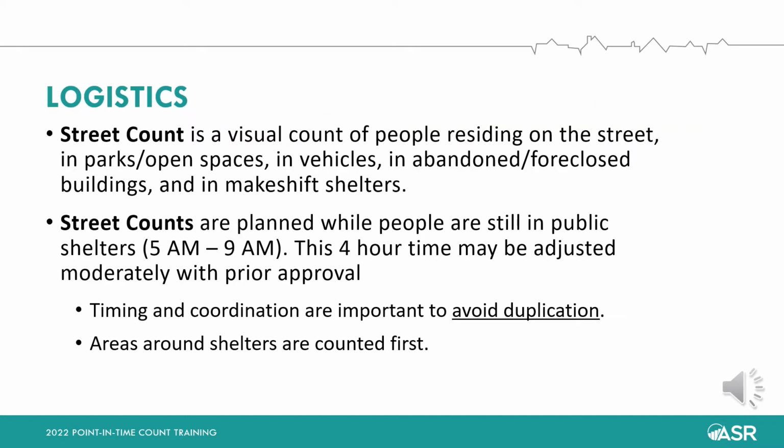The general street count is a visual count of people residing on the streets, in parks and open spaces, in tents, in vehicles, in abandoned buildings, or in makeshift shelters constructed of tarps, cardboard, or other materials. The street count will be conducted while people are still in public shelters in the morning, which helps us have an unduplicated count of everyone experiencing homelessness that day. To avoid duplication, we ask you to count the areas surrounding shelters first.